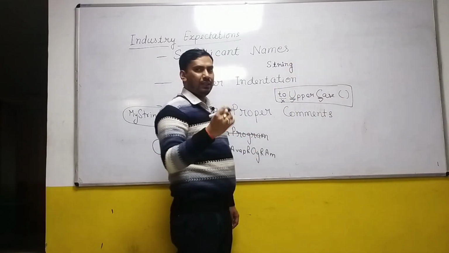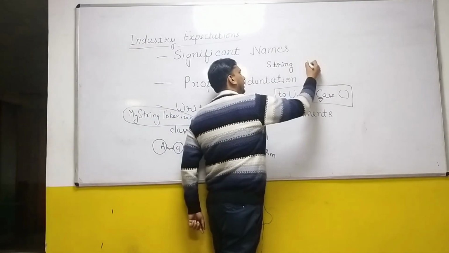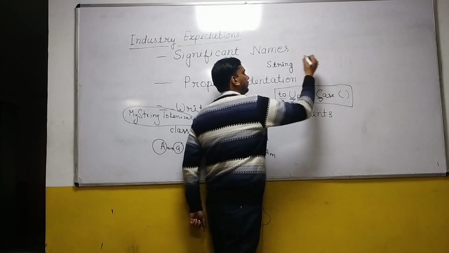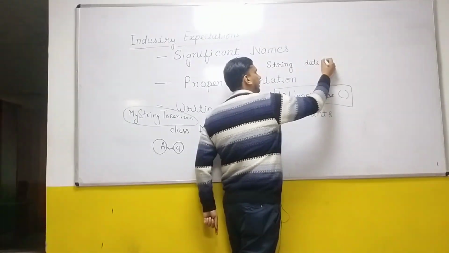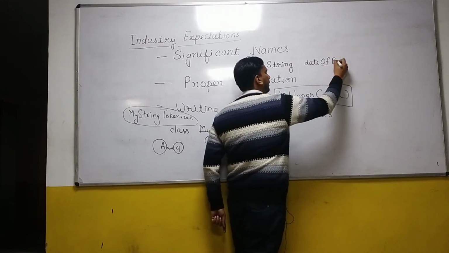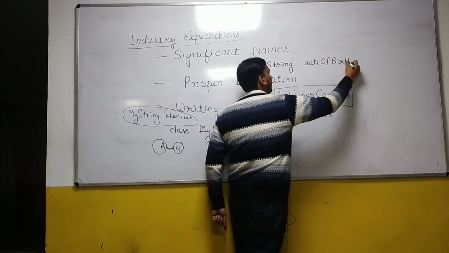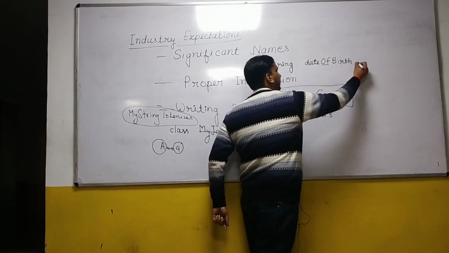and date of birth. Date of birth has three words. So I can use date, the first word, all in lowercase, then subsequent words will have the first character in uppercase, of birth. So this is your variable, string dateOfBirth.